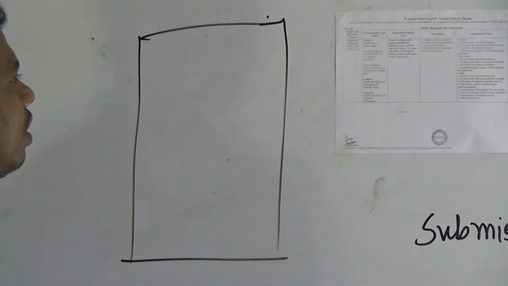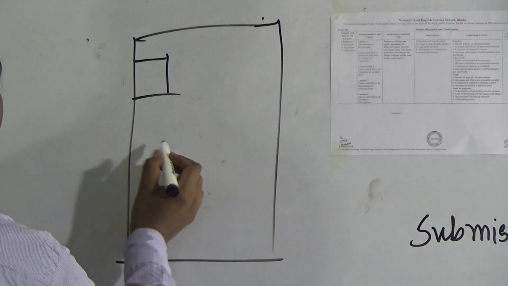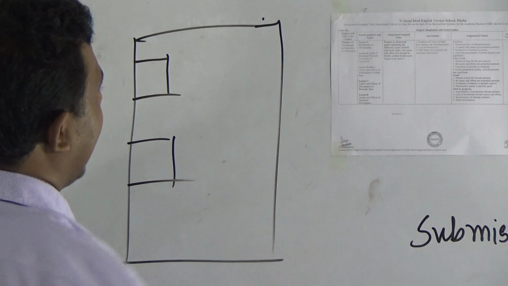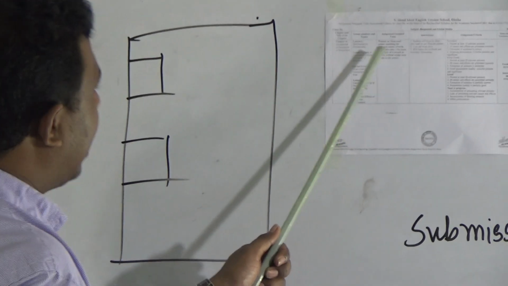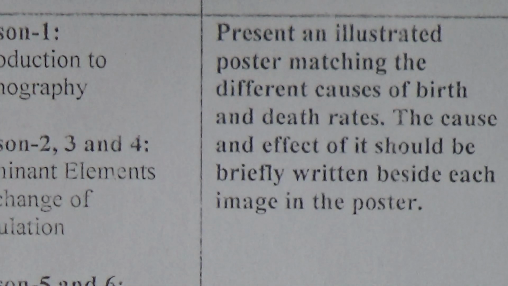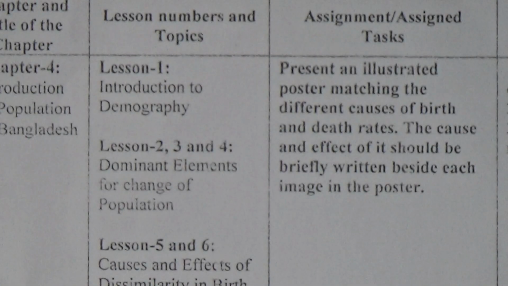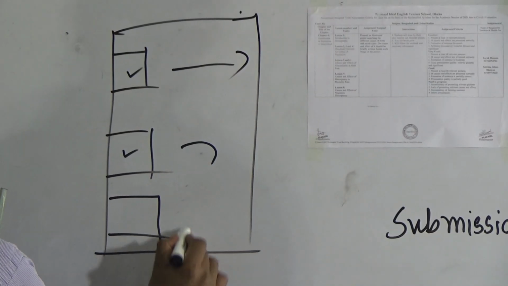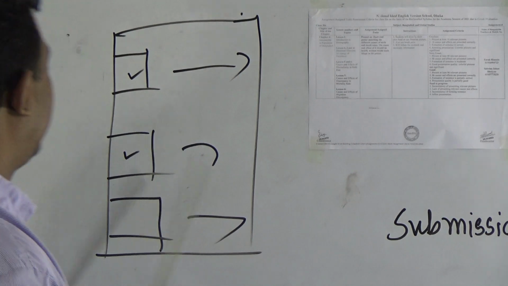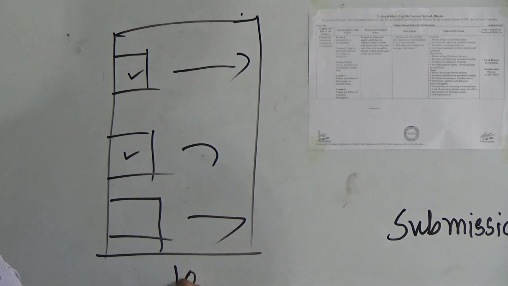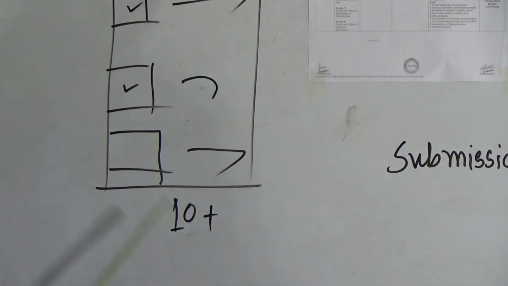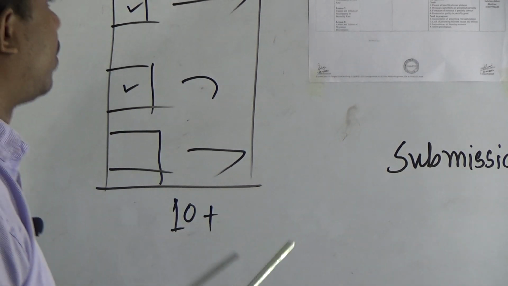It should be very long, and you have to illustrate the poster showing the causes. Present an illustrated poster matching the different causes of birth and death rate. That means you have to show the image of birth rate or death rate like this, and then you have to elaborate the causes and effects here. Okay, and it's told that you have to give at least 10 or more than 10 pictures and its description.